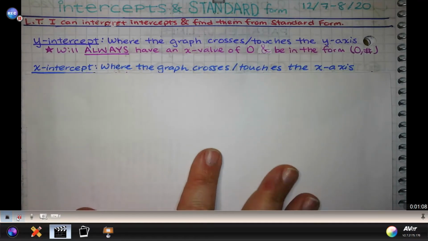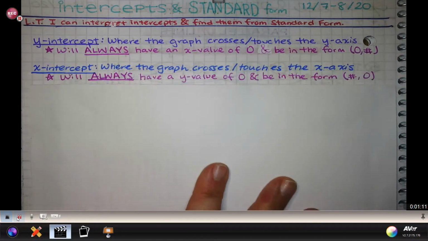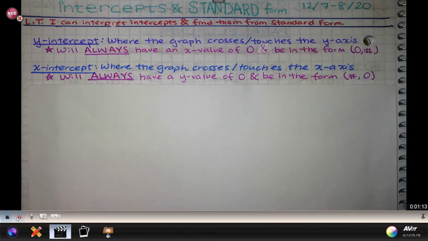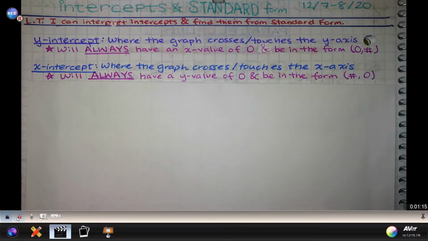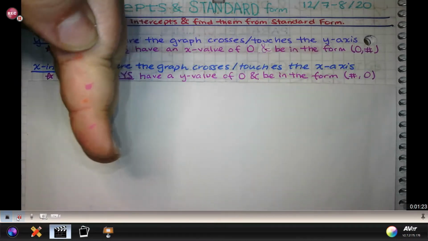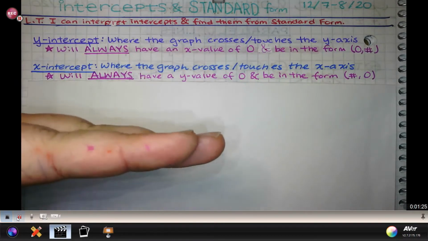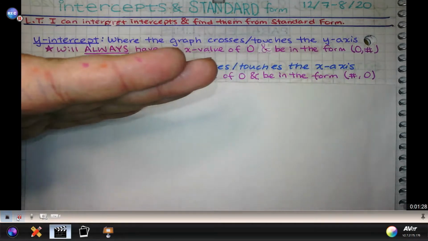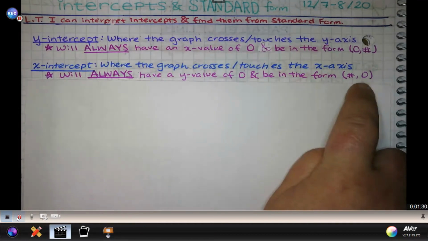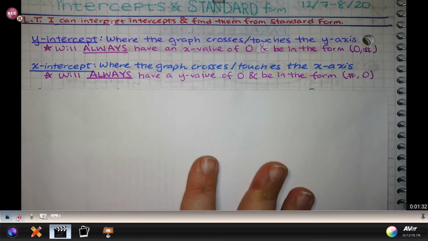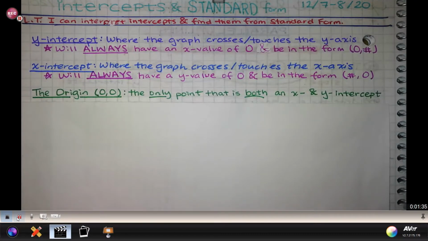X-intercept is where the graph crosses or touches the x-axis. And this will always have a y value of 0 and be in the form of (a number, 0), because that's the x place, comma, 0, right? Because if y is a number, it'll move off the x-axis. It'll move up from the x-axis or down. So the other number has to be 0. Unless it's the origin. The origin, (0, 0), notice both of them are 0. This is the only point that is actually both an x and a y-intercept at the exact same time.